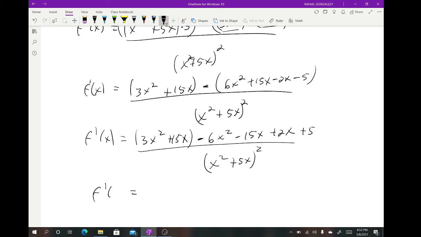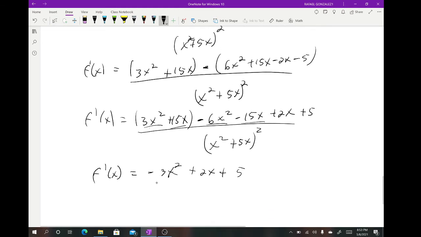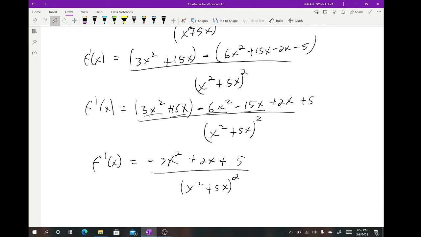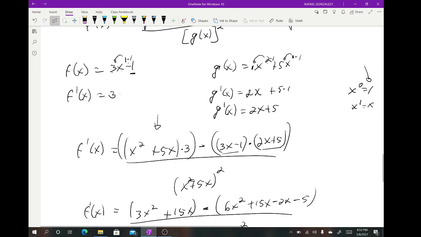And then finally, we combine like terms, if any. I definitely can combine this 3x squared with this 6x squared and this 15x with this minus 15x. So the 15x's are going to cancel out. And then 3x squared minus 6x squared is just minus 3x squared. And then I'm left with plus 2x plus 5, divided by x squared plus 5x, the whole thing squared. And that would be the solution to this derivative.